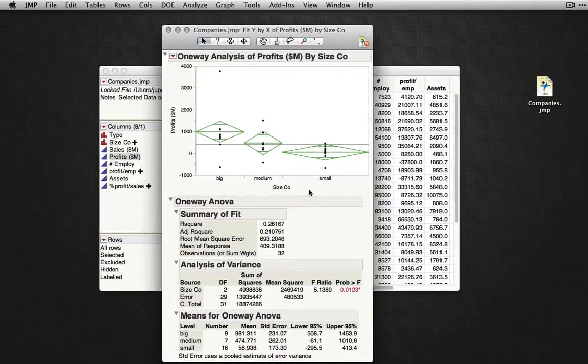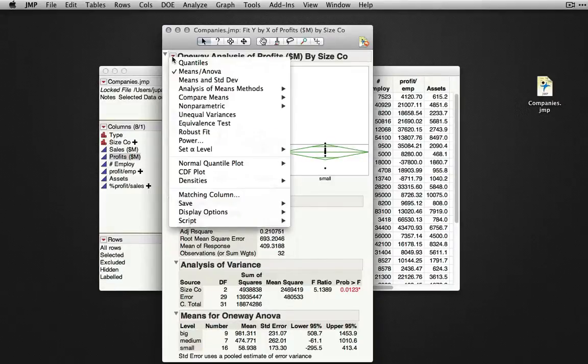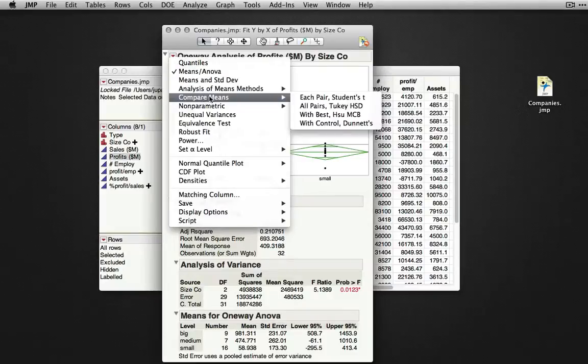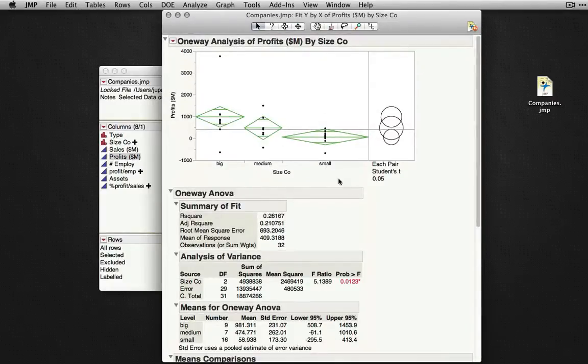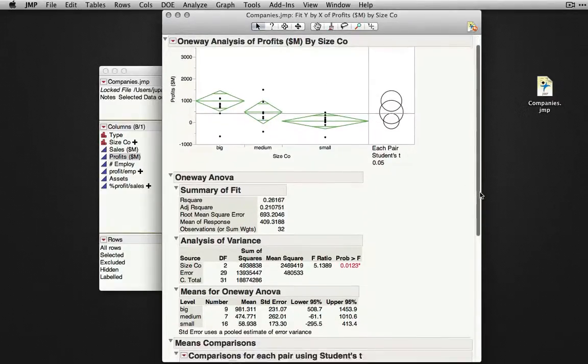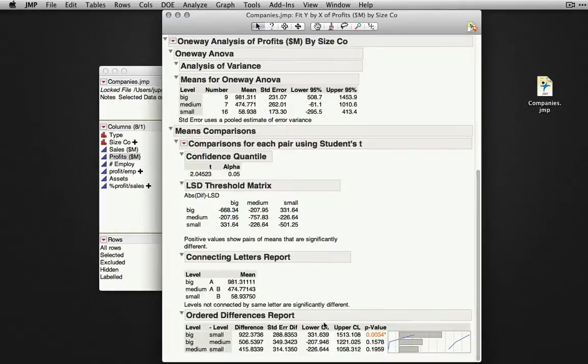Now, this is not a very specific conclusion, as is often the case with one-way analysis of variance. We'll often perform multiple comparisons, comparing each mean to each other. If I go back to the red triangle and select Compare Means, you'll see we have several multiple comparison procedures. I'm going to select Each Pair, Student's t, which will produce for us the Student's t-test comparing each mean against each other.